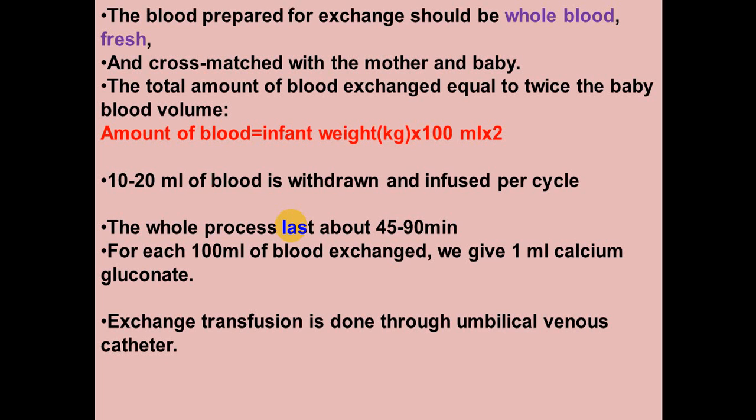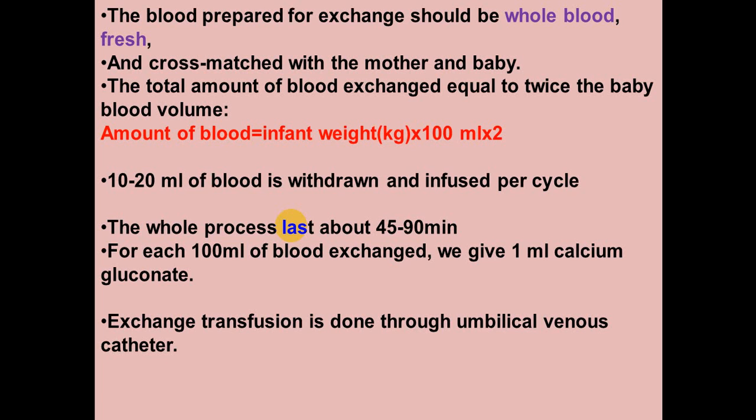The amount of the blood equals the infant weight in kg multiplied by 100, which is the volume of the blood, multiplied by 2. So we are using double the baby blood volume. The blood volume of the neonate is around 100 ml per kg. Why do we use double the baby blood volume? To exchange more of the sensitized RBC and to get rid of more of the indirect toxic bilirubin.